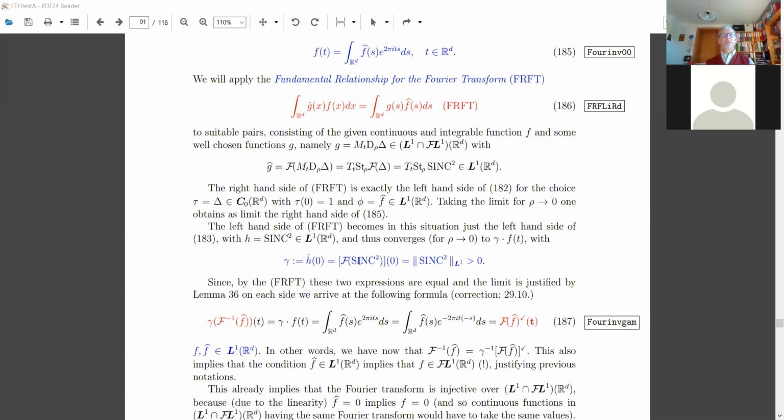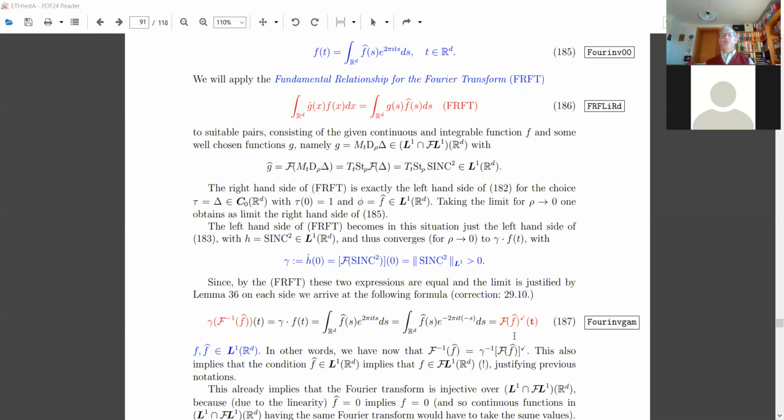Without repeating the argument, on the left-hand side, by using this fundamental relationship and taking a limit, as I did in the abstract scheme, we pick out the value of the inverse Fourier transform of f hat, and our assumption was that f hat is integrable. So this is the ordinary Fourier transform at the point t, but multiplied with some positive number.